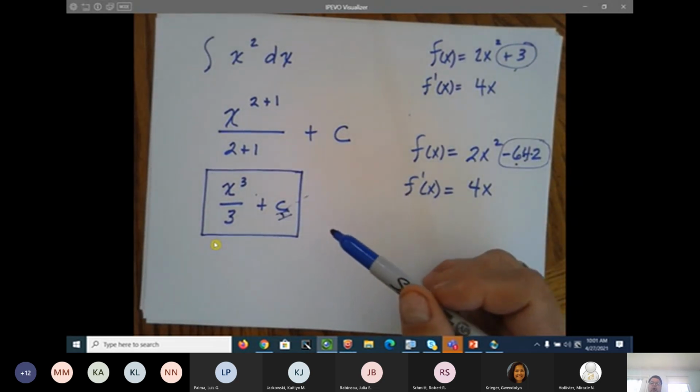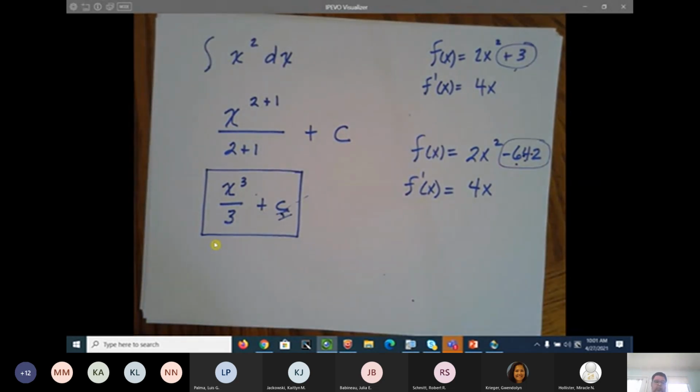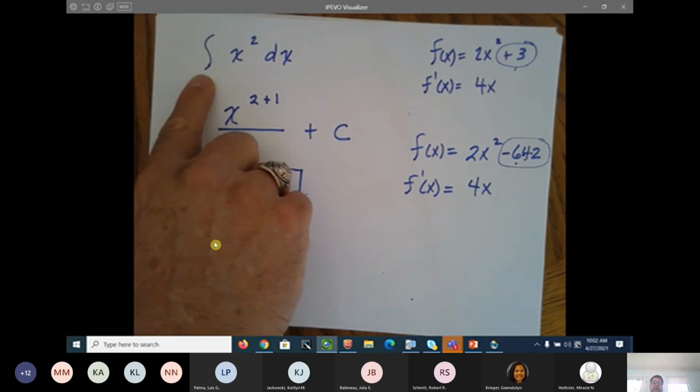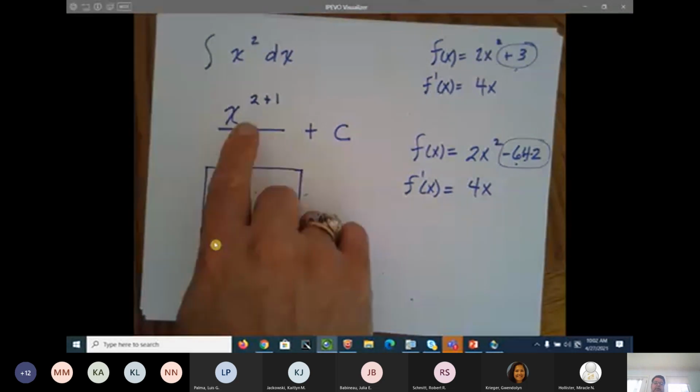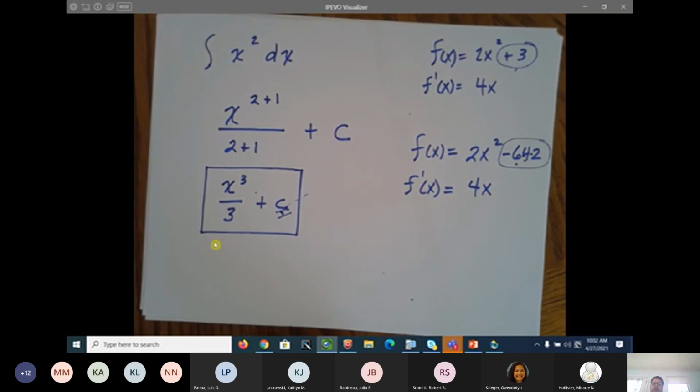Will teachers mark them wrong if you don't put the C there? Yes or no? I'd say yes. And I'm not talking about me. I'm talking about your persnickety calculus teachers. They will mark a problem wrong if you don't put that C. It's only with indefinite integrals. With definite, a little bit different. Okay? And that is the power rule for antiderivatives. And you add the C.